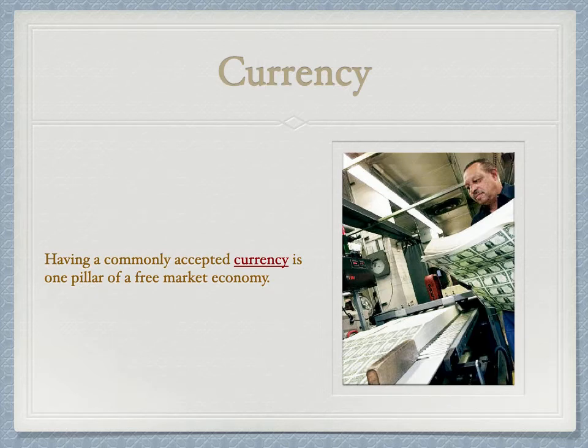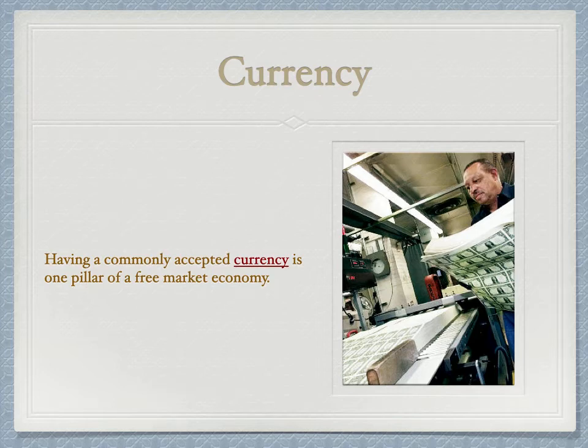The first thing that the government does to set up the economy is to establish legal tender or currency. That's one of the three pillars of a market economy. Currency is fundamental to having something that people can trade that they can trust.